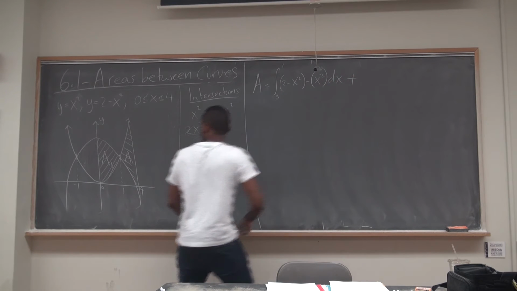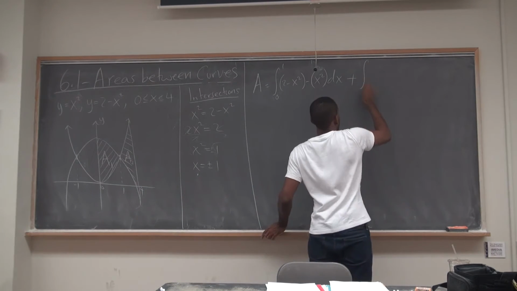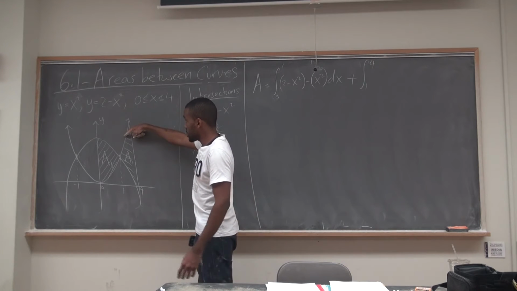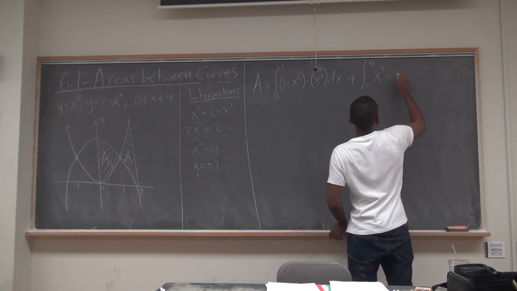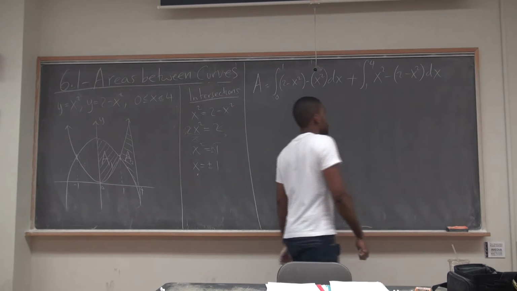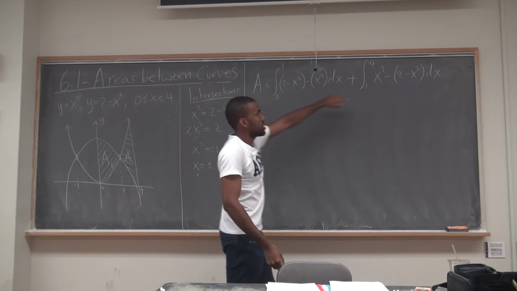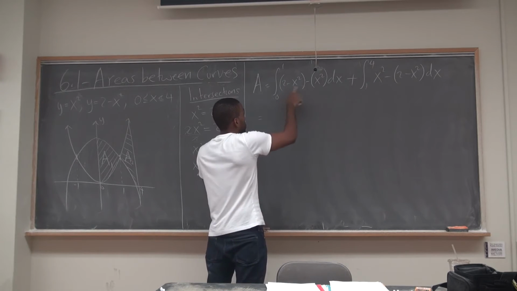Plus, now we're going to look at this region. And that one is from 1 to 4. And the top one now is actually the x squared. The bottom one is the 2 minus x squared. Now at this point you have the same function. So whatever answer you got here, it's just going to be the negative of it over there. So for now let's focus on this one.